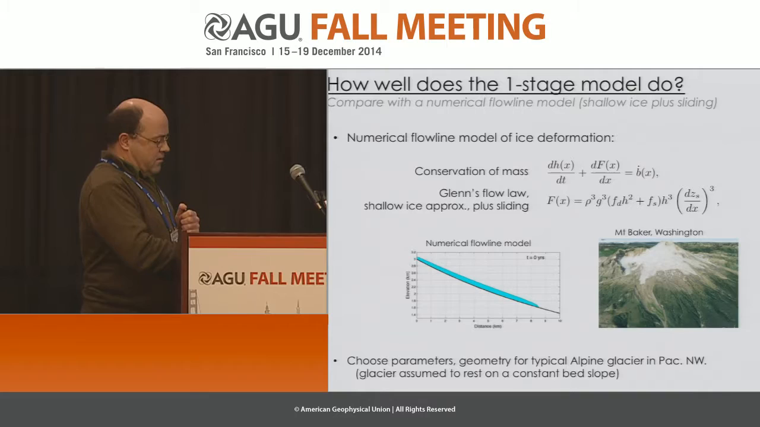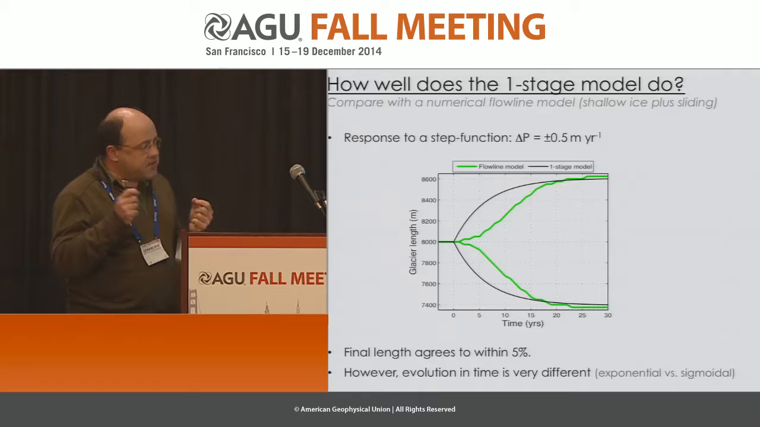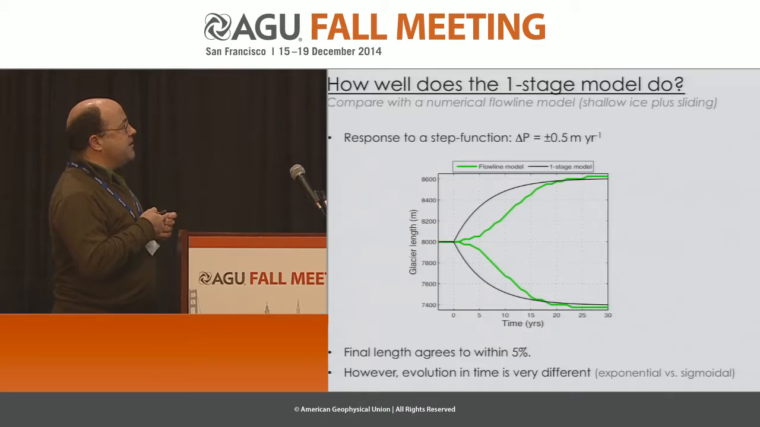So first off, here are those two models' responses to step changes of plus or minus 0.5 meters per year in accumulation. The numerical flowline model is the green line. The one-stage model is the black line. After about 30 years or so, they've both essentially ended up in the same place, an advance or a retreat of about 600 meters on a background length of about 8 kilometers.